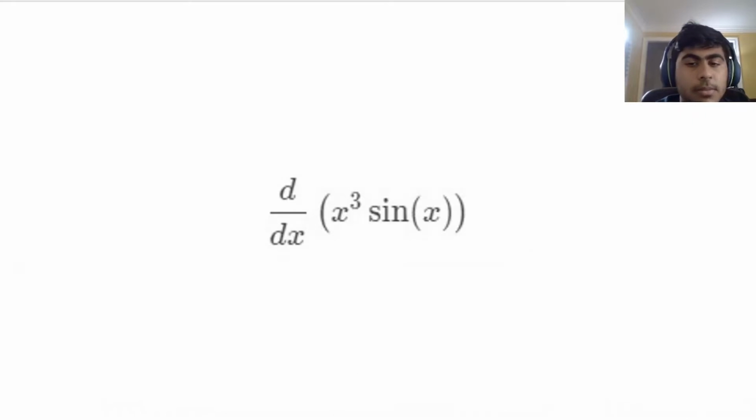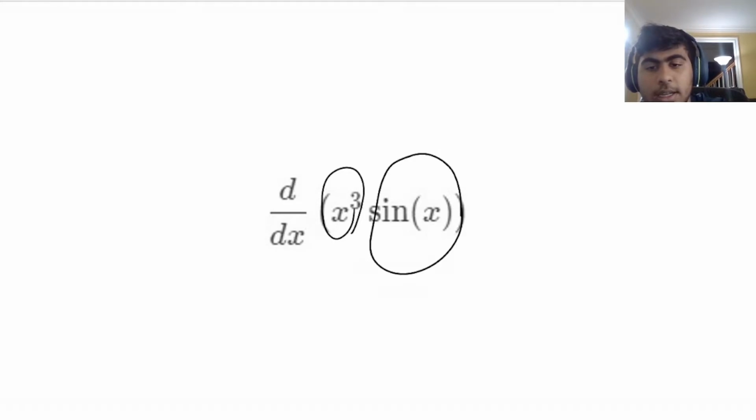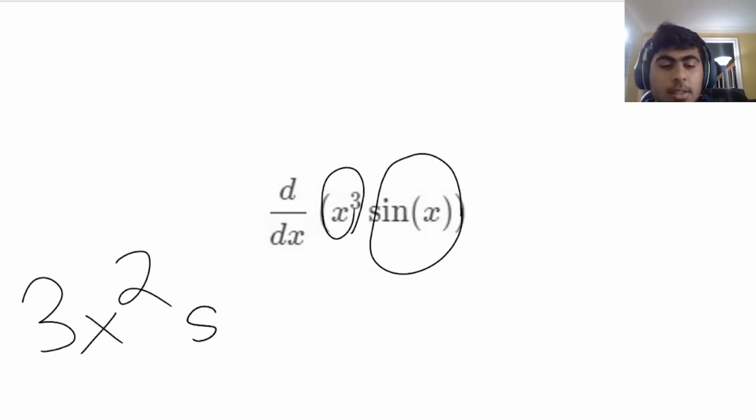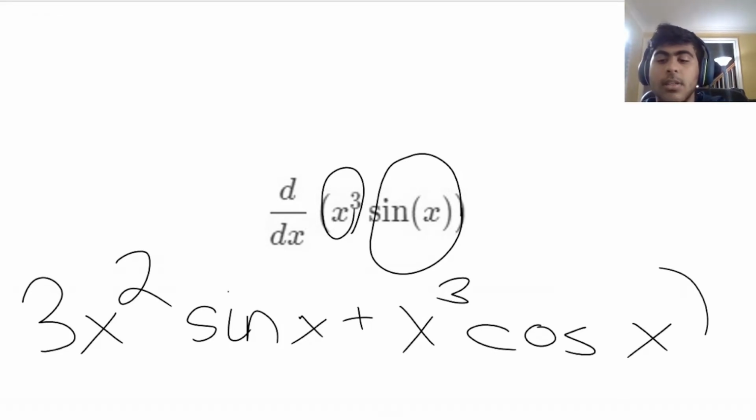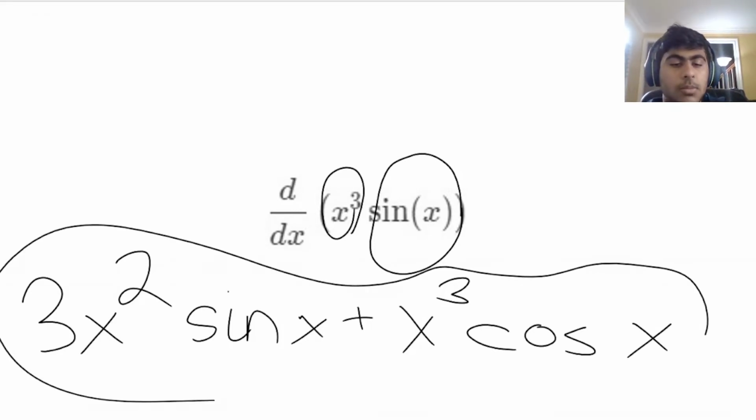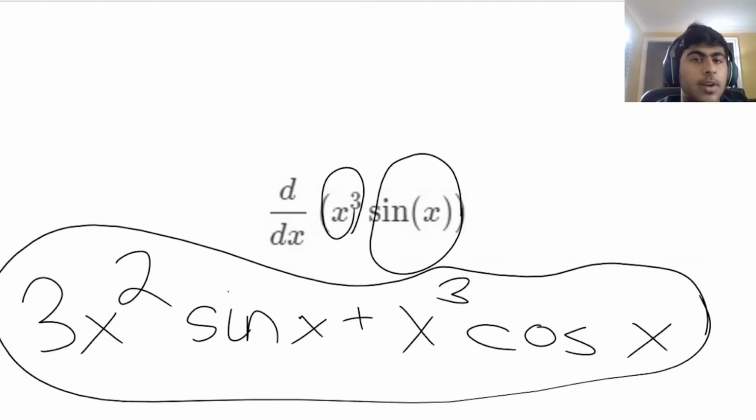Let's keep going. Here our first function is x cubed. Our second function is sine x. The derivative of x cubed is 3x squared, so multiply that by sine x. And then we add that to x cubed times the derivative of sine x, cos x. So as you can see, it's not that hard to get into the rhythm of just finding 2 functions and taking the derivative of both.